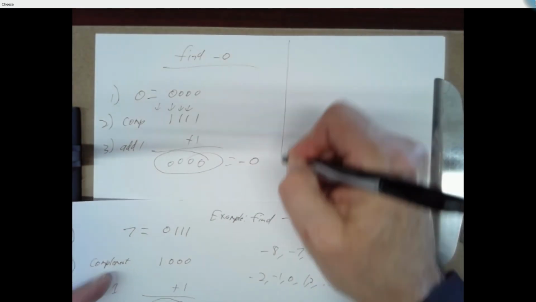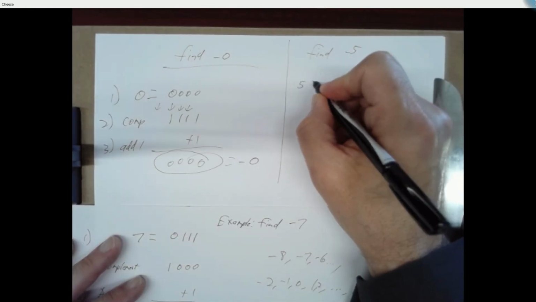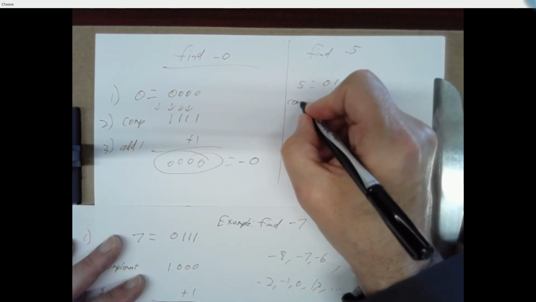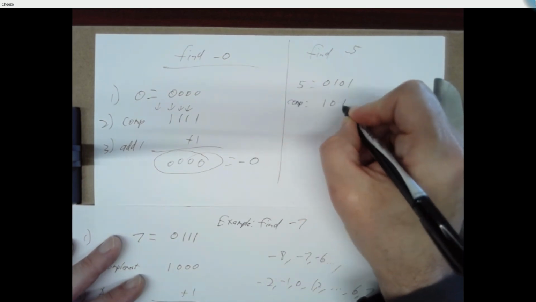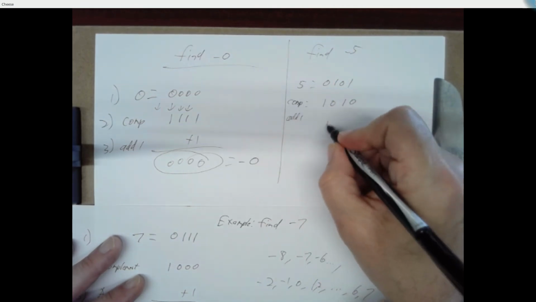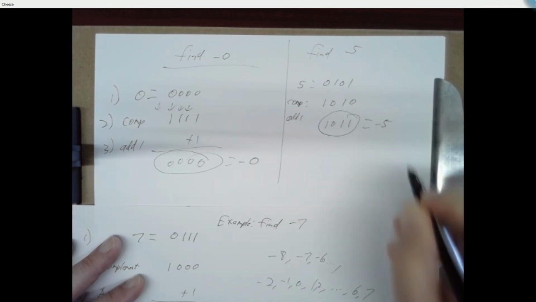All right, let's do one more. -5. So there's 5. If we complement, we get 1010. If we add 1, we get 1011. That's -5.